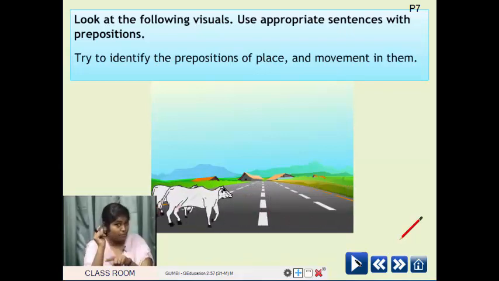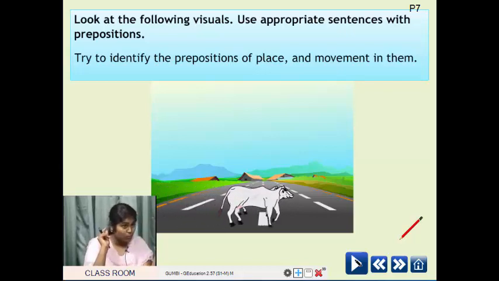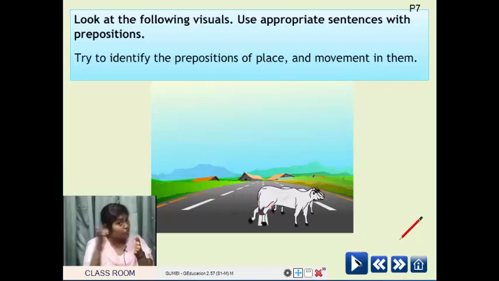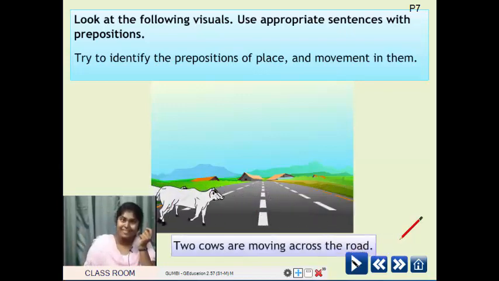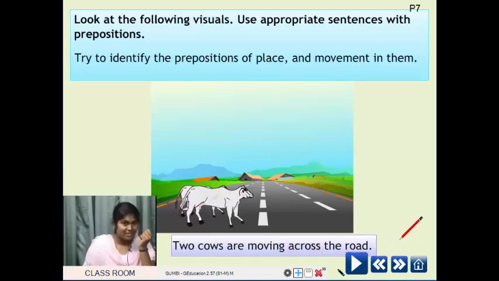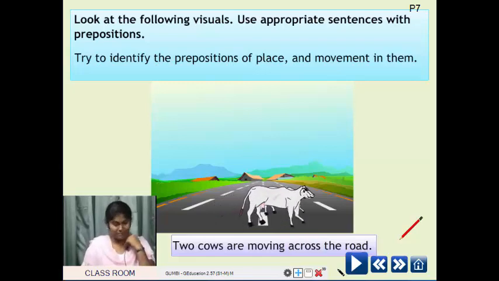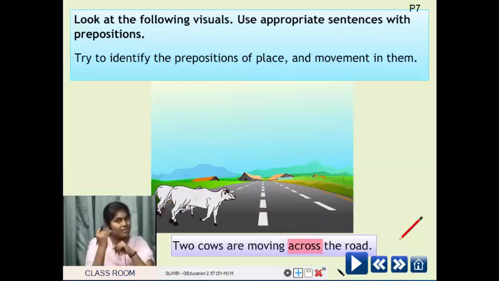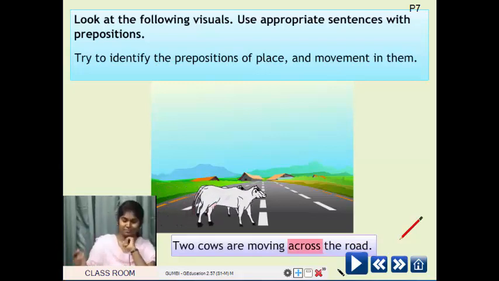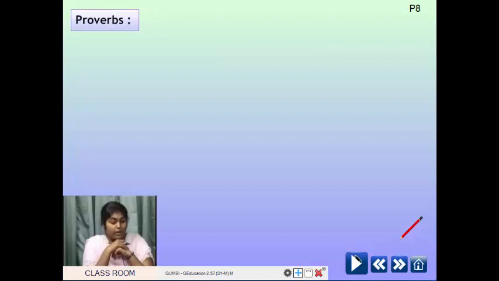Remember, there was a bridge. What do you say, children, when someone moves from one side of the road to the other? You use? Yes, children, you use across. So two cows are moving across the road. Crossing the road from one side to the other. So always we use the word across there. Okay? They are moving across the road. This was about prepositions.